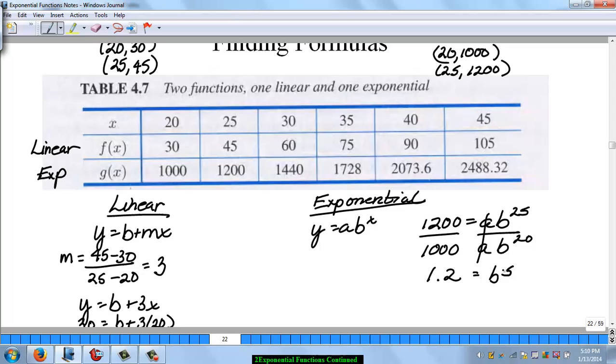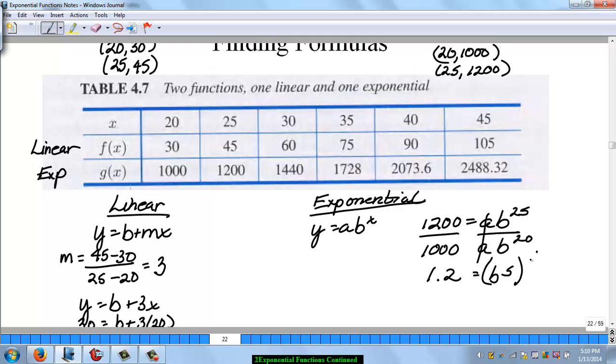Now on this one right here, what we're going to do is I have b to the 5th equals 1.2, but I don't care about b to the 5th. I want just plain old b. So I'm going to take and raise both sides to the 1/5 power. So when I do that, this is what I get.